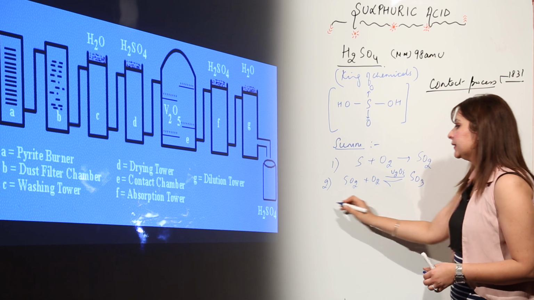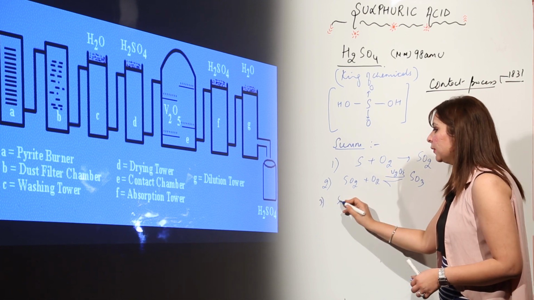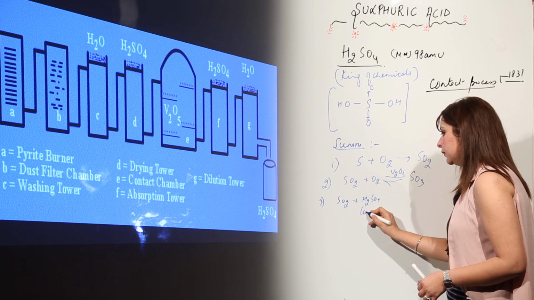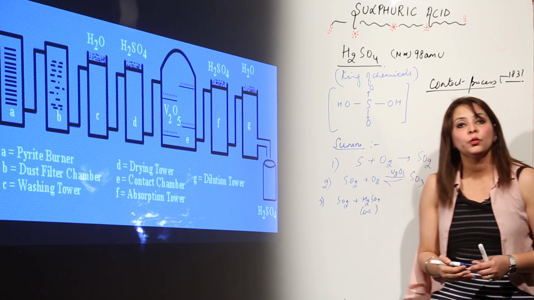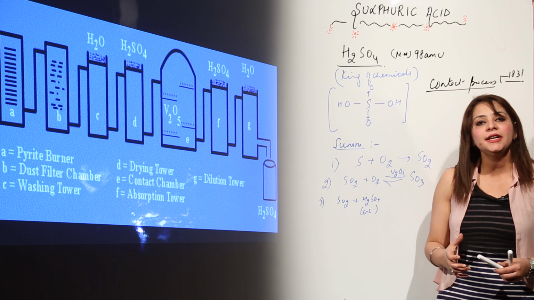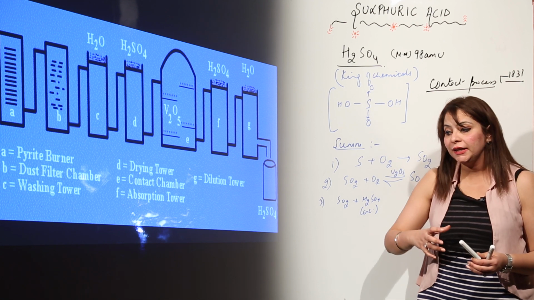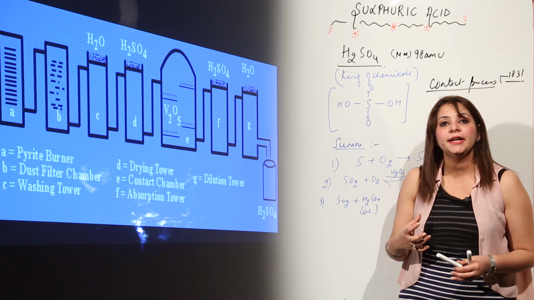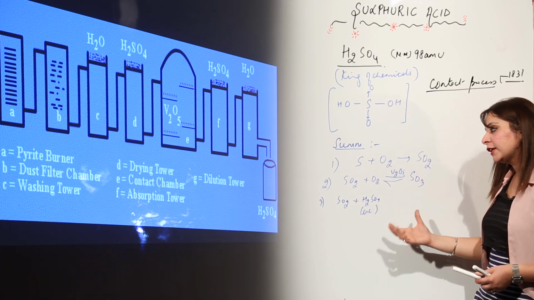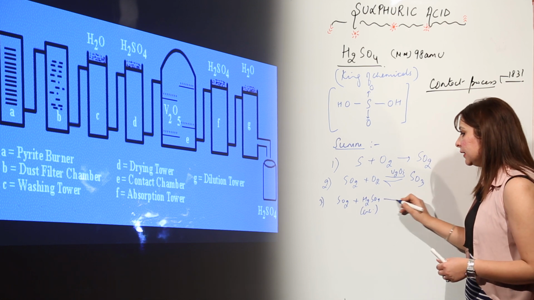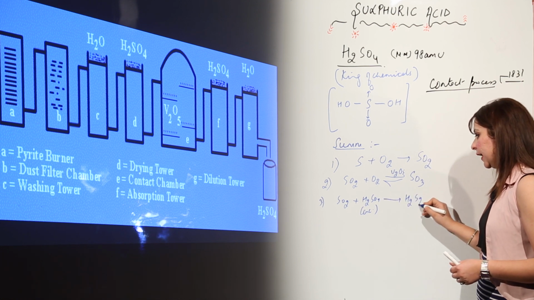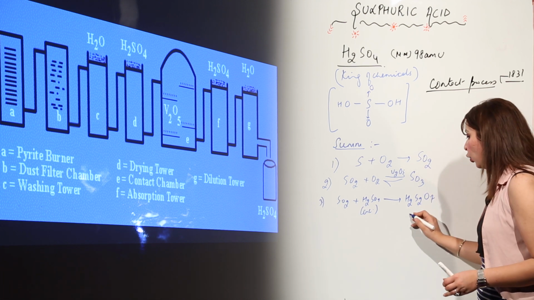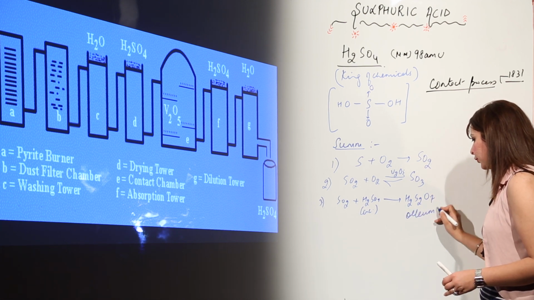Then this sulfur trioxide, which is formed in the second step, we react with concentrated sulfuric acid. As you are all familiar, concentrated acids contain a higher proportion of the acid content, but the water content is very low. So we react it with concentrated sulfuric acid, and you know what we get? We get H2S2O7, which is highly concentrated sulfuric acid called oleum.